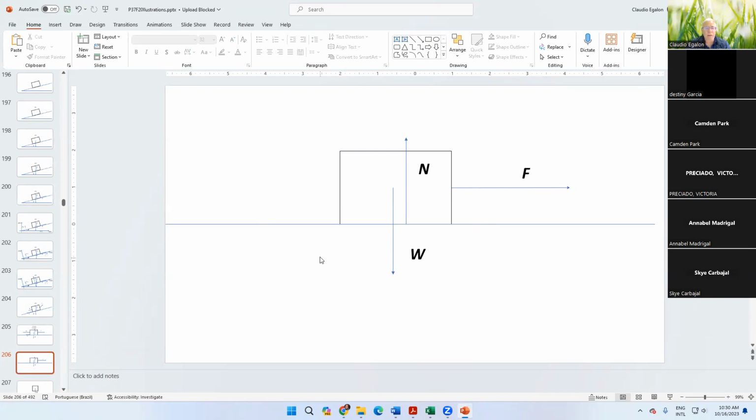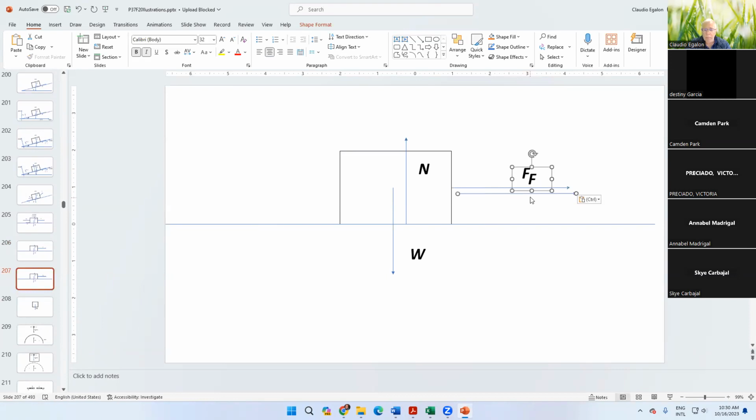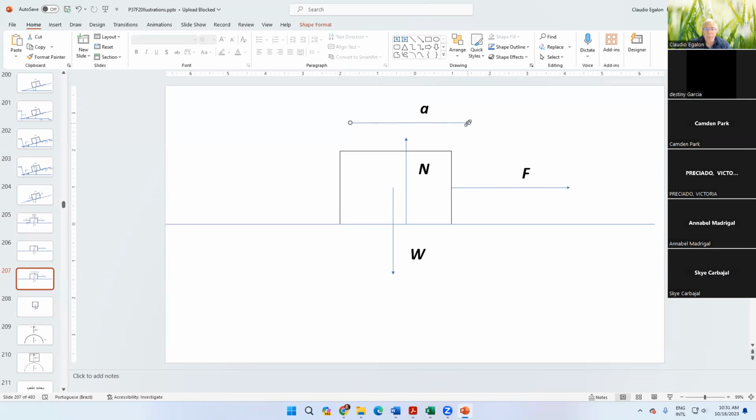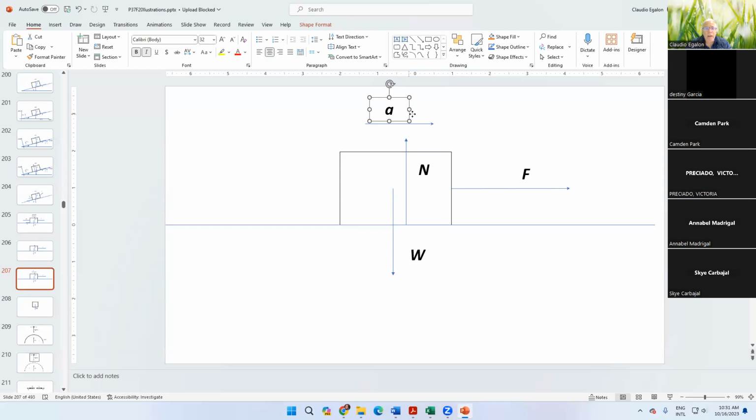Frictionless surface, there is no friction, right? And because there is no friction, the mass must end up with an acceleration. That's how you represent an acceleration to the right.